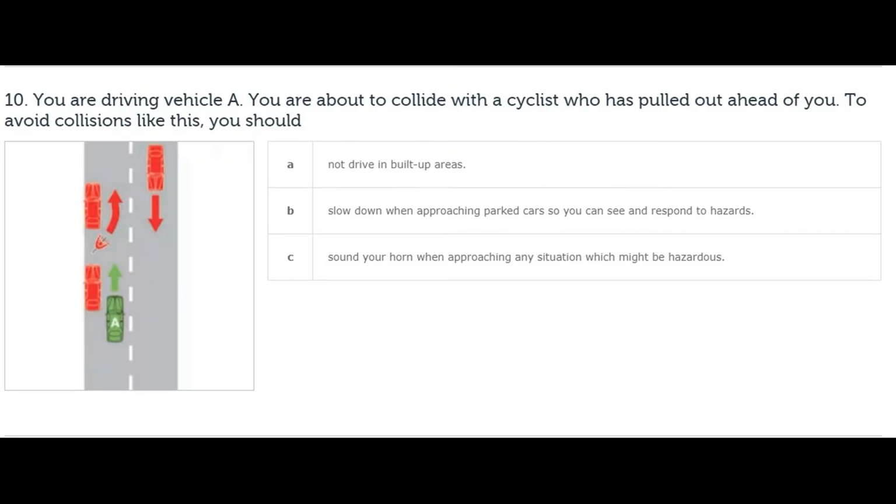Question 10. You are driving vehicle A. You are about to collide with a cyclist who has pulled out ahead of you. To avoid collisions like this, you should: A. Not drive in built-up areas. B. Slow down when approaching parked cars so you can see and respond to hazards. C. Sound your horn when approaching any situation which might be hazardous.